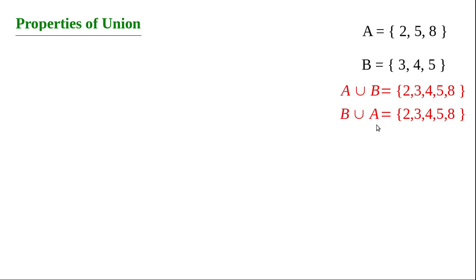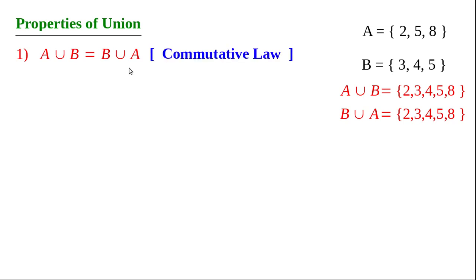That is one of the very important properties of union. Let us write it first. A union B equals B union A. This property is known as commutative law or commutative property. Then what is the first property of union? A union B equals B union A. The law is called commutative law.